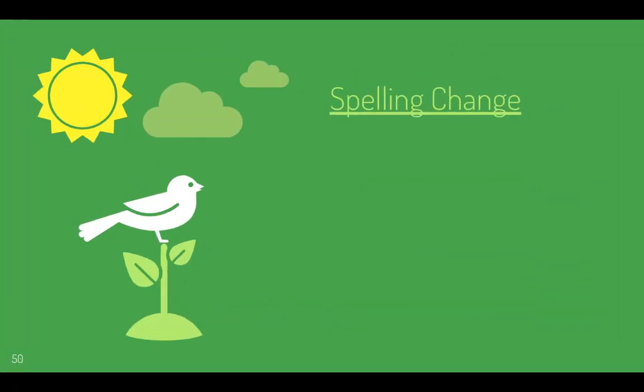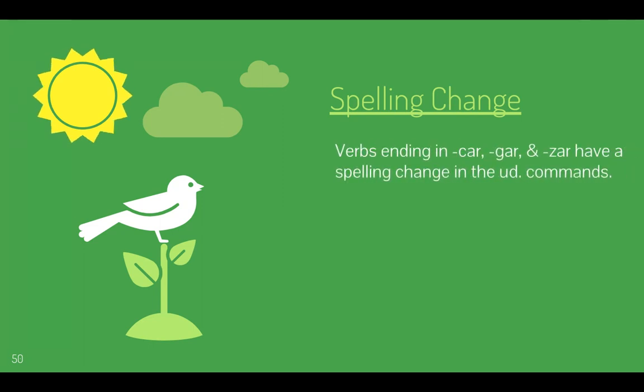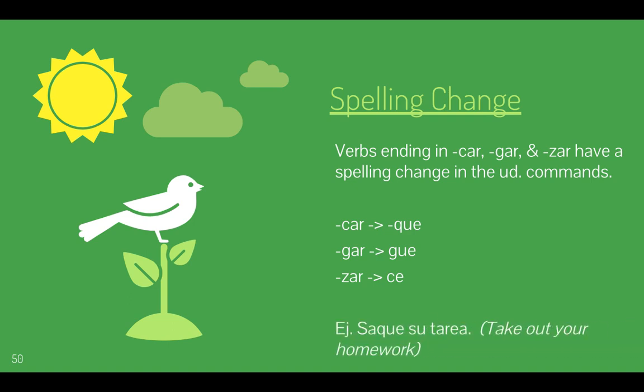Of course, there have to be a few changes, and here we have some spelling changes. Verbs ending in car, gar, and zar have spelling changes in the usted commands. You should already be familiar with these spelling changes if you have studied the preterite tense of verbs in Spanish. Verbs ending in car will change to que, minus the accent mark that we're used to for the preterite endings. Verbs ending in gar will change to ge, again, minus the accent mark. And verbs ending in zar will change to se. For example, saque su tarea, take out your homework.